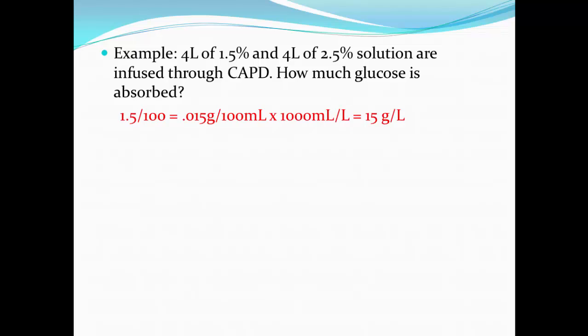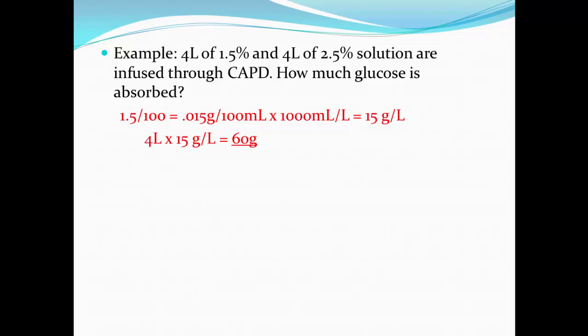So first we'll calculate the grams of glucose provided by each solution. So 1.5% divided by 100 will give us 0.015 grams per milliliter. We'll multiply by 1,000 milliliters to get 15 grams per liter of this solution. Since there's 4 liters of this 1.5% solution, we'll multiply 15 grams per liter times 4 liters, and that gives us 60 grams of glucose.